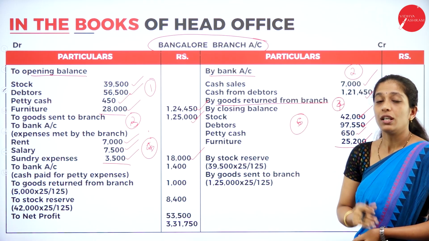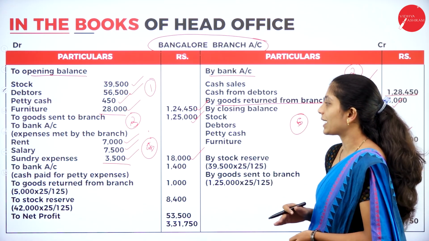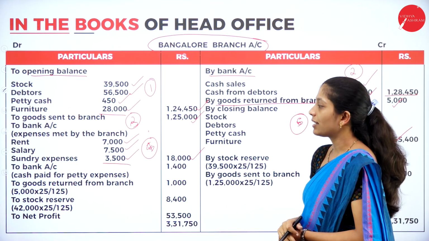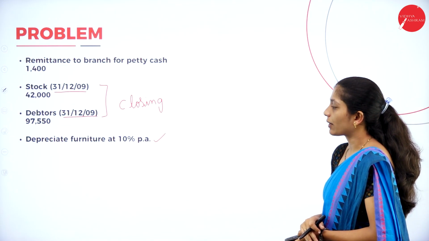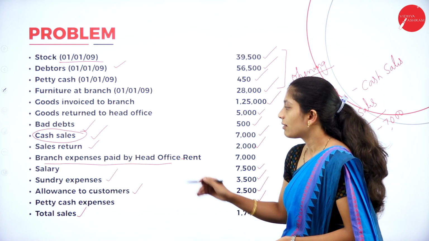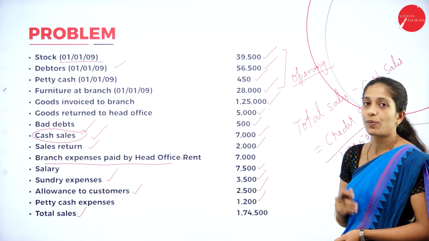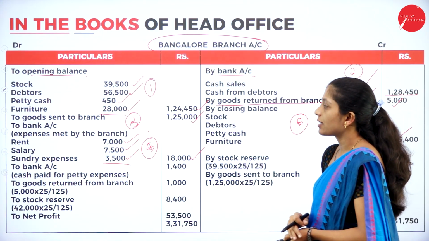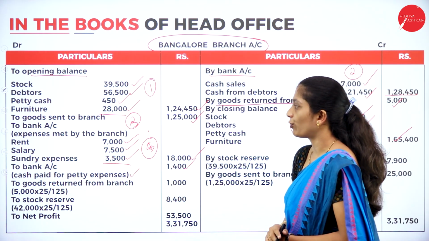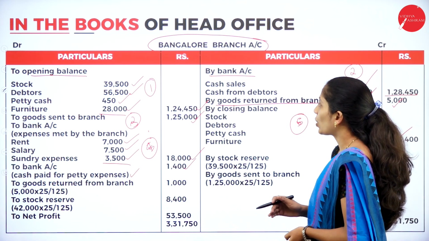Now what you have to do, see whether there are any expenses met for petty cash. Here they have given the expenses met for petty cash, right? So we have to record that. Go through the question. Sundry expenses we had already recorded. Next, petty cash expenses, how much? 1,200. So we have to record that. How to record? To bank account, cash paid for petty expenses, or you can write here itself, that is petty expenses.